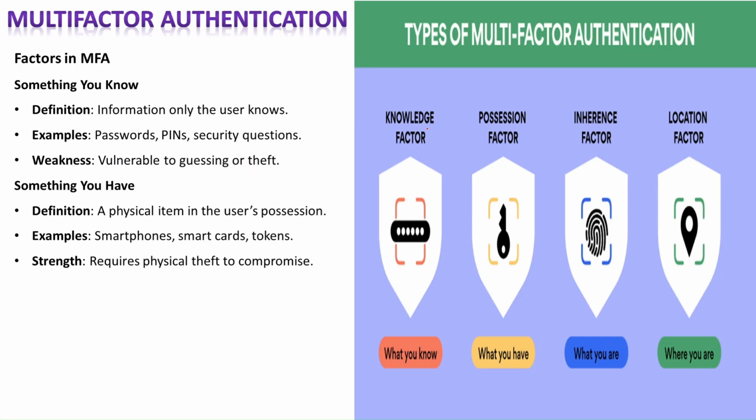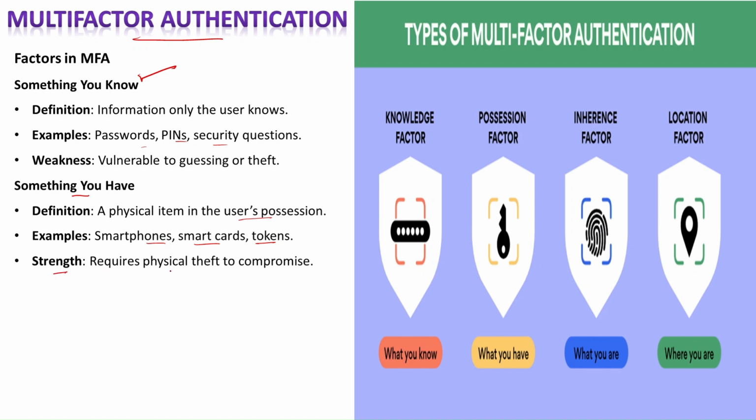Now coming to multi-factor authentication, or MFA. There are multiple factors in MFA. The first one is something you know, which by definition is information only the user knows. For example, passwords, PINs, or security questions. Another factor is something you have, which is a physical item in the user's possession. For example, your smartphone, smart cards, or tokens.